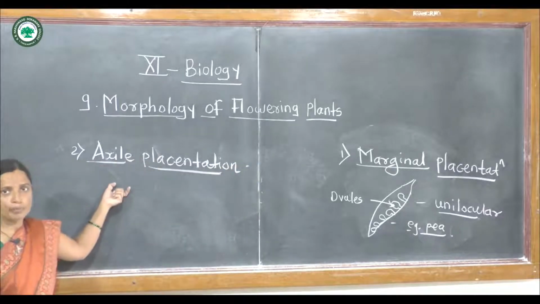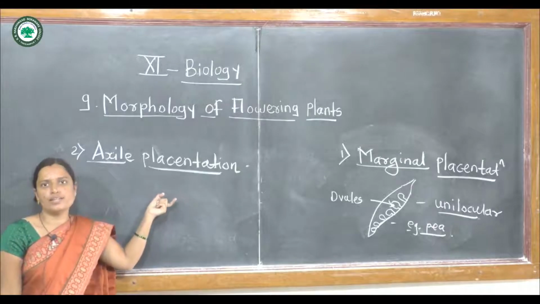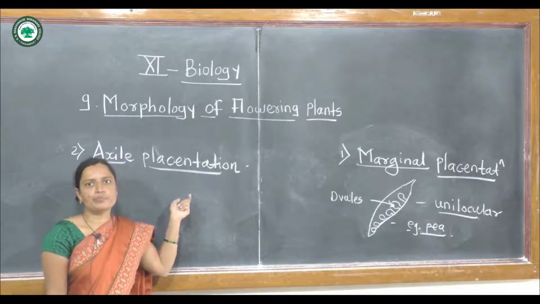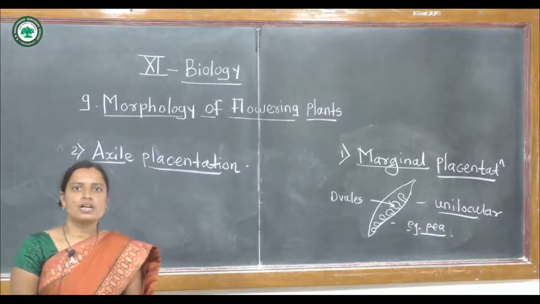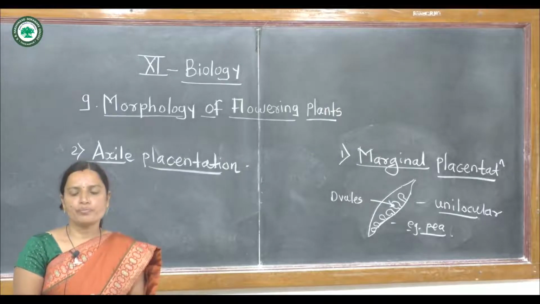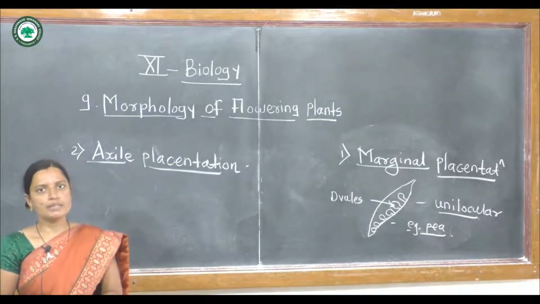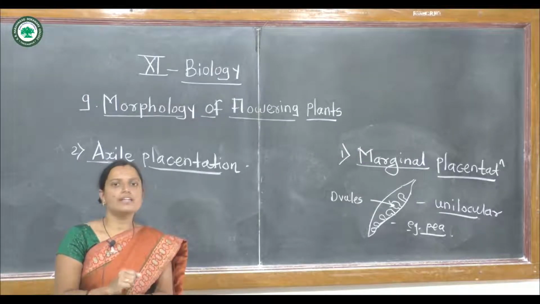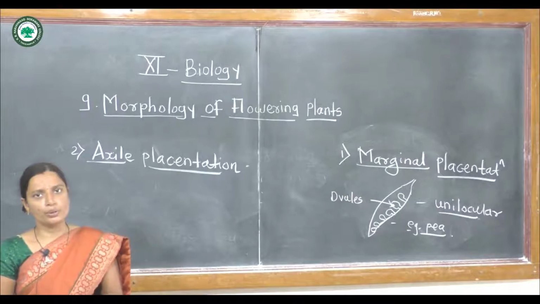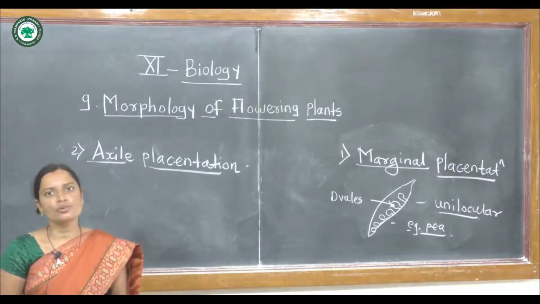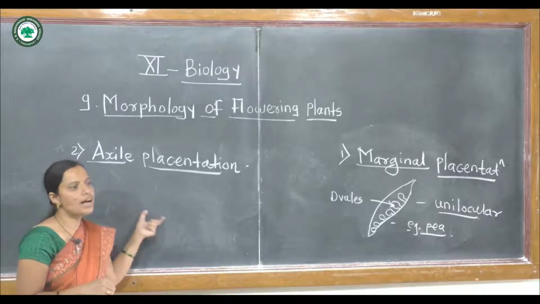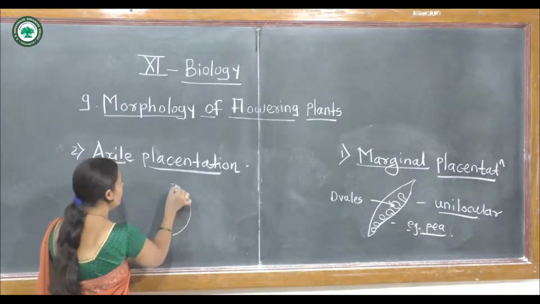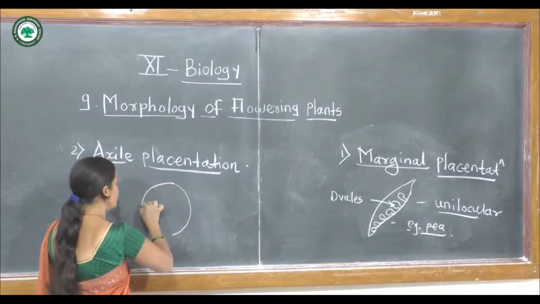In axile placentation, the ovules are arranged at the center, meaning the position of the ovules is in the central axis. The ovary is multilocular, with many locules, and the ovules are arranged at the axis. This type of arrangement is called axile placentation.